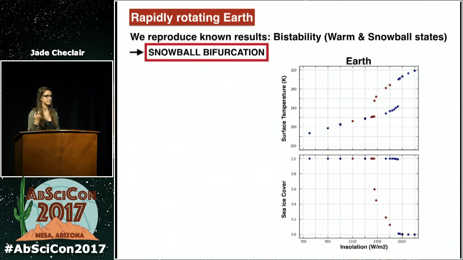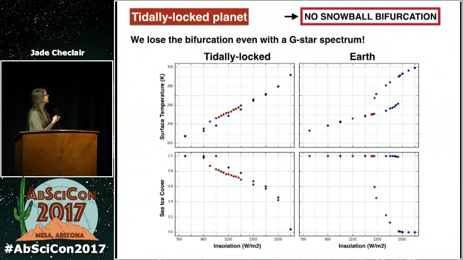But now, using it in a tightly locked configuration, we see something quite different right here on the left. Whether we start cold or warm, the surface temperature increases or decreases linearly with the insolation. We don't see a snowball bifurcation. Now you might be wondering about this small gap in surface temperature for those intermediate ranges of insolations, but this is not real hysteresis. It's just a model artifact due to the simple CI scheme of the GCM we're using.